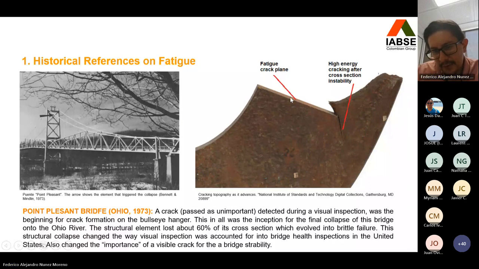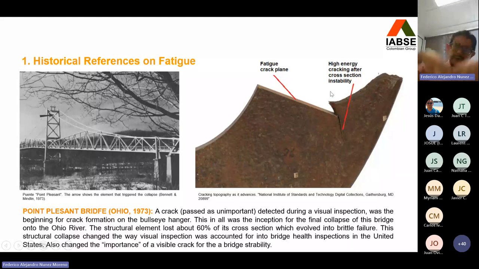Es un plano absoluto que significa fatiga, mientras que estas formas curvadas y con esos grandes picos son fallas asociadas a gran energía, eso es por sobrecarga. Entonces, la primera cosa que ocurre es el plano de fatiga y luego viene el plano de sobrecarga. El problema es que más del 50% del área transversal estuvo involucrada y no se alcanzó a detectar.